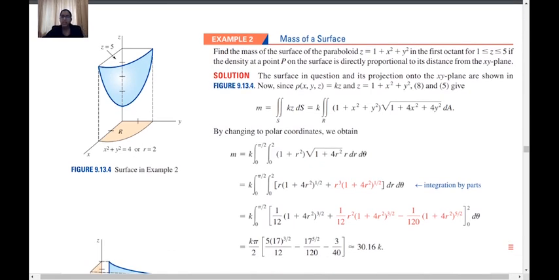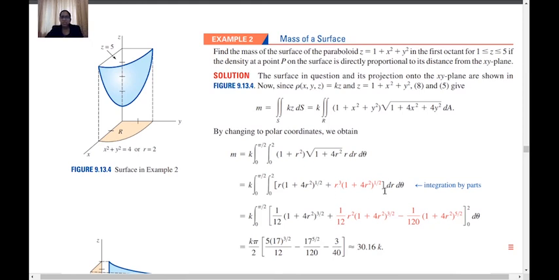So we can note that in all these terms there is no term of theta, so this will be a constant. Okay, so you can take it out common, and the integral of d theta is nothing but theta, so it will be k into pi by 2 into the value, which is 5 into 17 raised to 3 by 2 by 12, minus 17 raised to 5 by 2 by 120, minus 3 by 40. You can just verify it. So I won't be explaining it again.